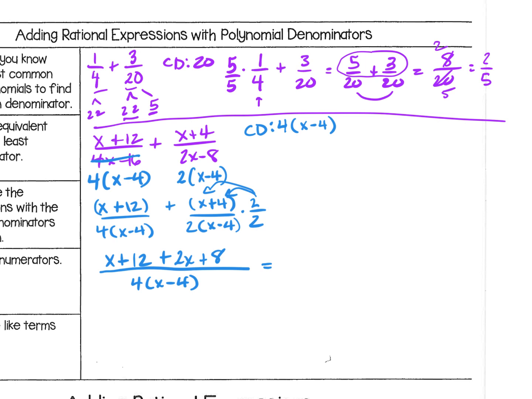x plus 2x is 3x, and 12 plus 8 is 20, over 4 times x minus 4. And guys, that's it.